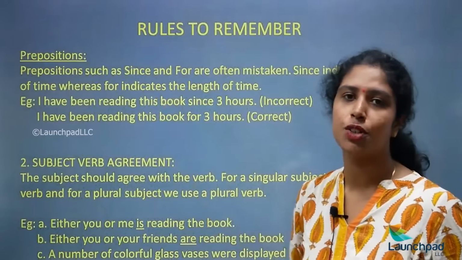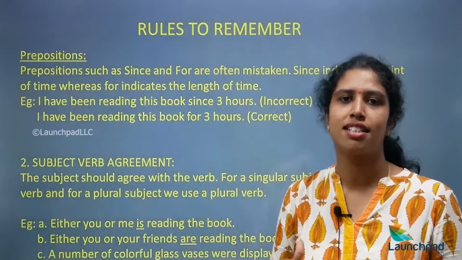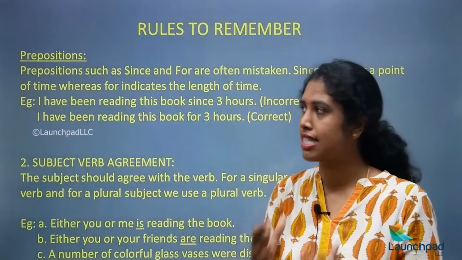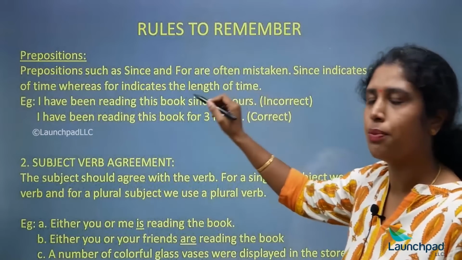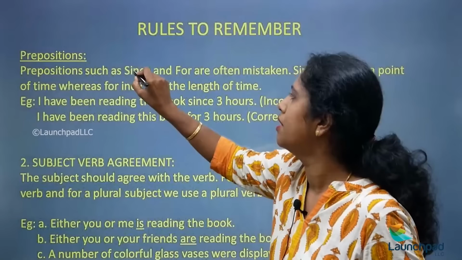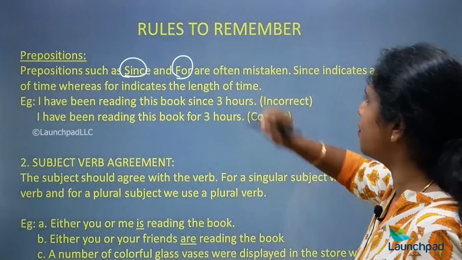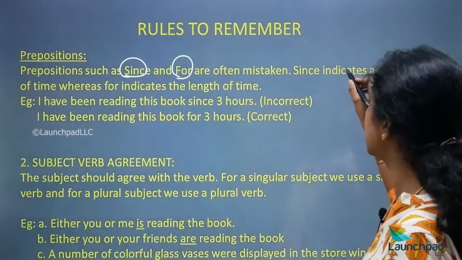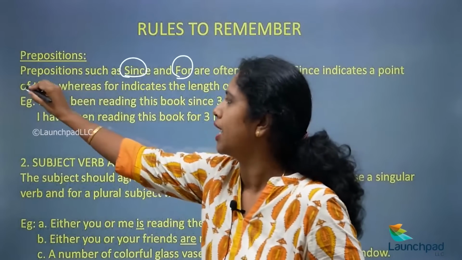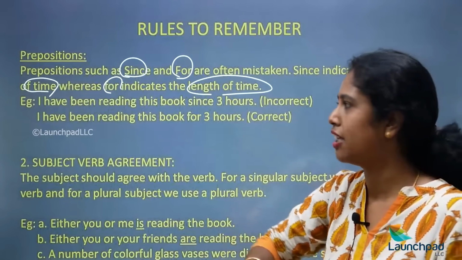So next what we are going to see is about the preposition. So what is a preposition? That word creates a relation. So in this, what we need to know is different prepositions. For example, we have words like "since" and "for," okay. Whenever you talk about "since," it will indicate a point of time. Whereas "for" will indicate the duration or the length of time.